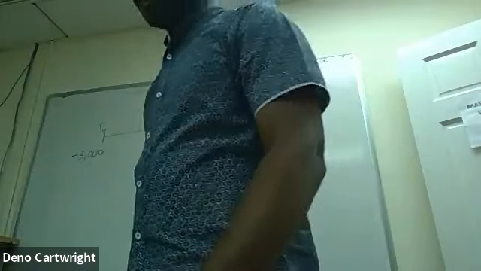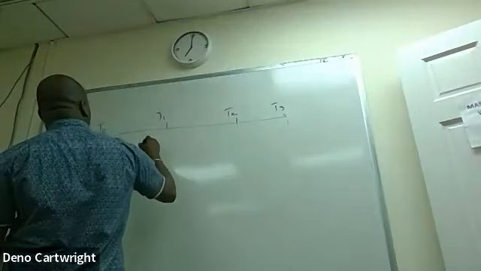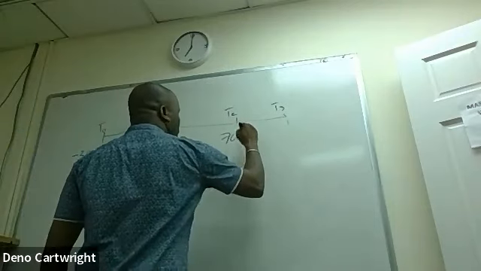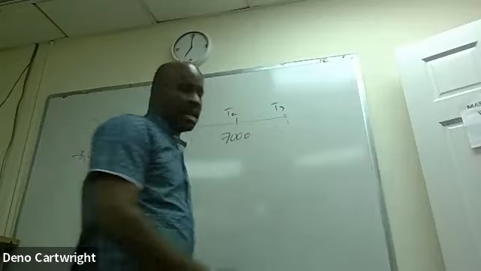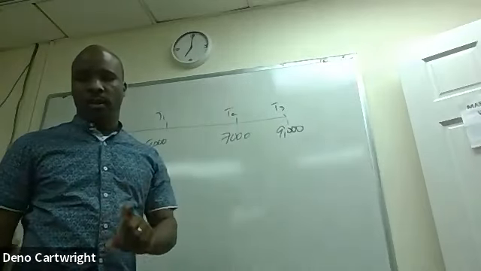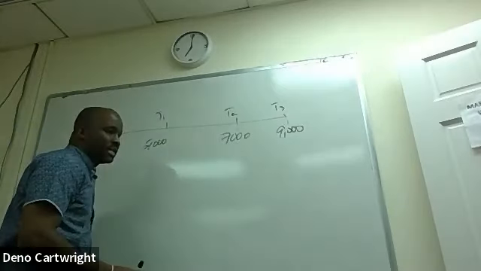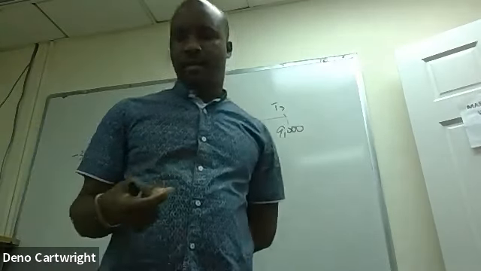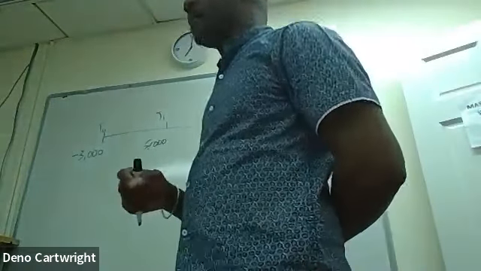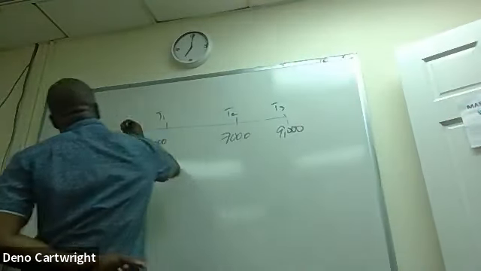In a year, you're going to put down 5,000. In year 2, you put down 7,000. Year 3, you put down 9,000. All right? And you work your way down. So what happens is every year you put it in an account that pays you 10%.